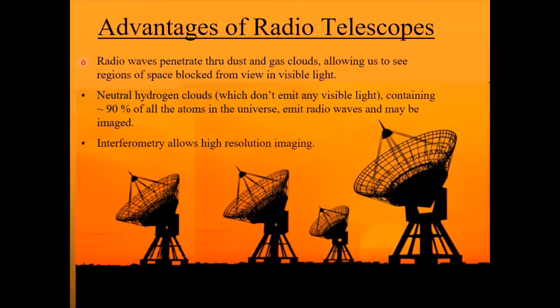So radio waves penetrate through not only walls, but for astronomers, radio waves penetrate through dust and gas clouds, allowing them to see regions of space that are blocked from view in visible light. So this is another way that radio telescopes allow us to see the invisible universe, or the hidden universe. We can actually see through objects in radio. The other thing I'll mention here, which we already talked about, is that by connecting radio telescopes together through the process called interferometry, we can achieve very high resolution imaging by effectively making a larger radio telescope.